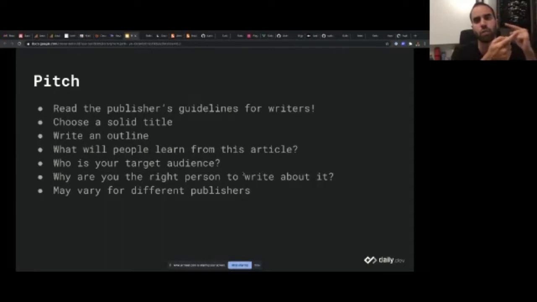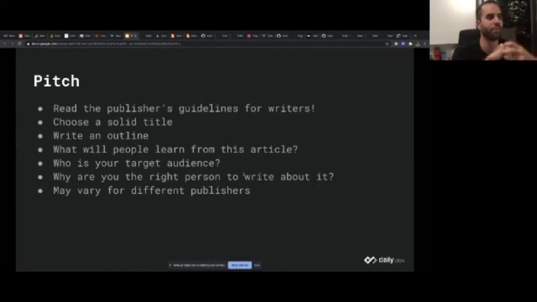You also have to mention what people will learn from this article. So going back to my example before, people are going to learn how to use React hooks, and they will be able to move forward from using the class way to the hooks way, and this is what they are going to learn. Who is my target audience? My target audience is React beginner developers.